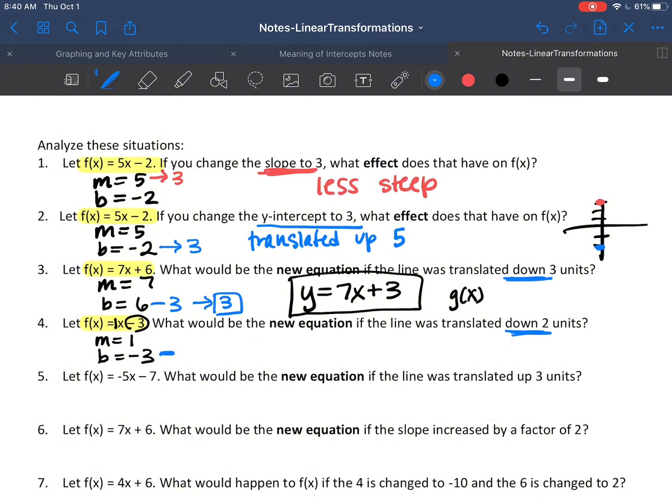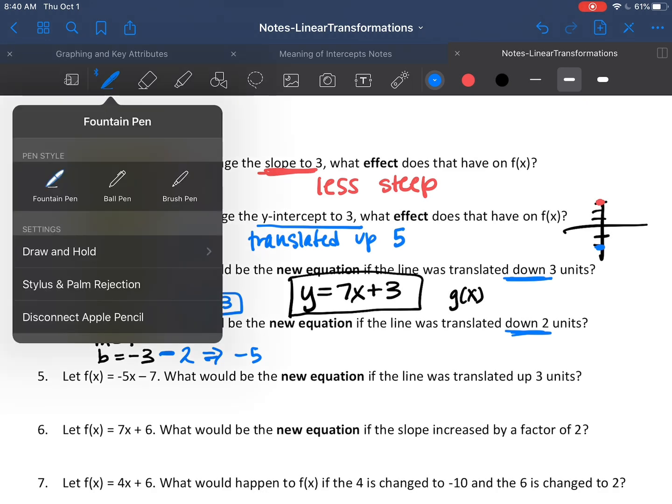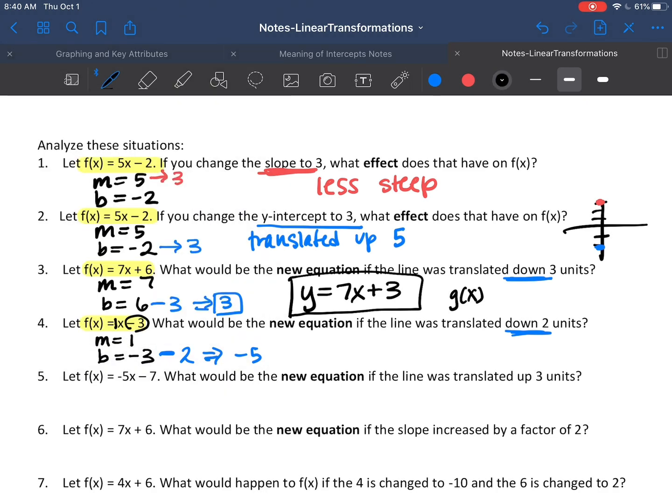Again, that affects our b value, and so we are subtracting 2, giving us -5. If you're in debt 3 and you spend $2 more, you're now in debt 5. And so once again, do not change the slope because we are not changing steepness. So leave it as 1x. You just have to write x and then the -5.